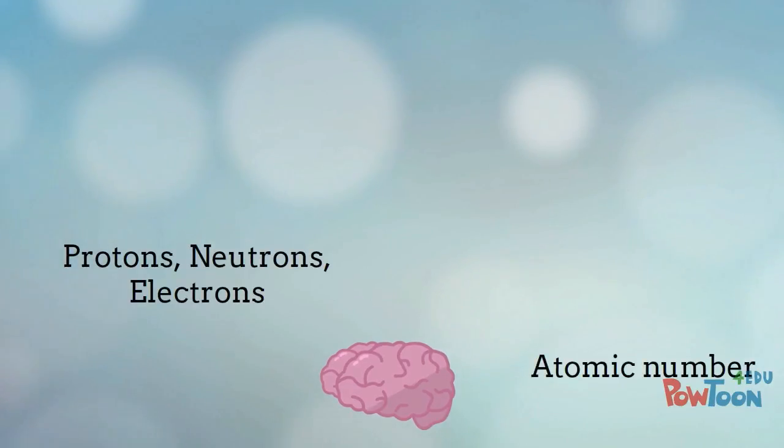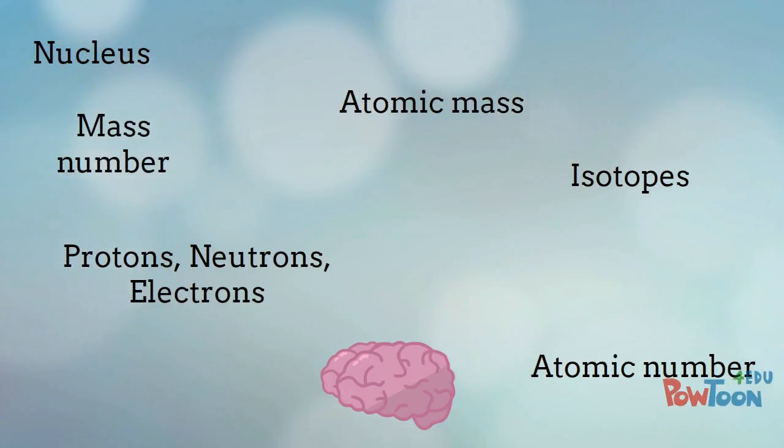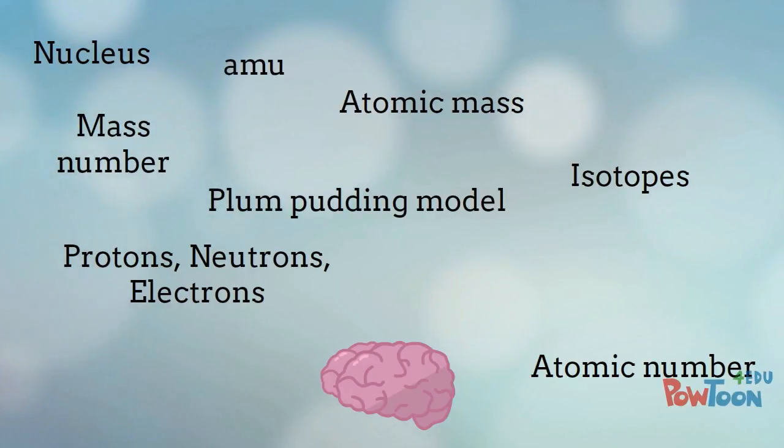From the last chapter, you should have learned about atoms, parts of an atom, early atomic models, and isotopes. If you do not know what all of these words mean, you should go back and review that material before moving on to something new.